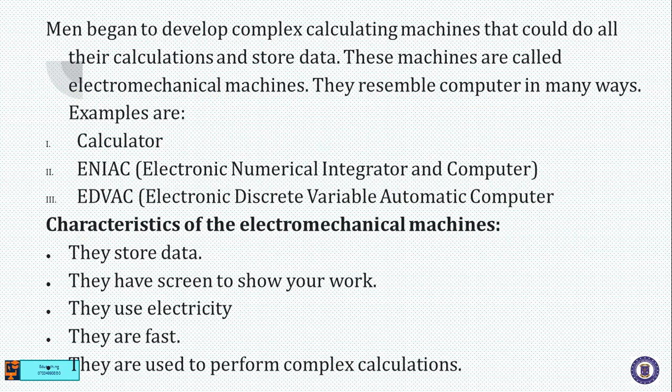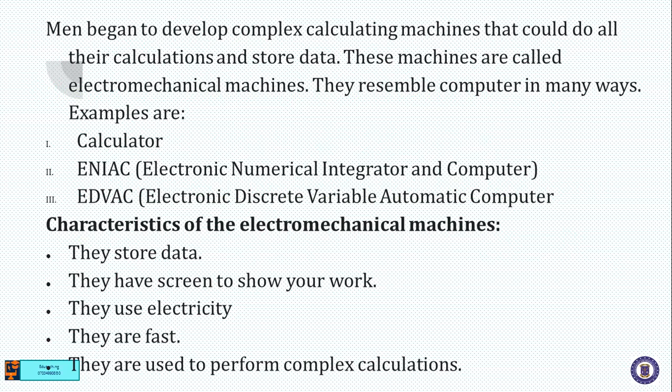Data is a raw fact that when you process, you will now have information. Then the electromechanical machines have a screen to show your work, just like I mentioned that a calculator has a screen. If you have ever seen a calculator, you will know that it has a screen where you see whatever you are doing. Just like a computer today, if a computer has no screen, then how will you know how to use it? How will you know that this is what you are doing? It's because of the screen. So all these electromechanical machines have a screen for you to be able to see what you are doing.